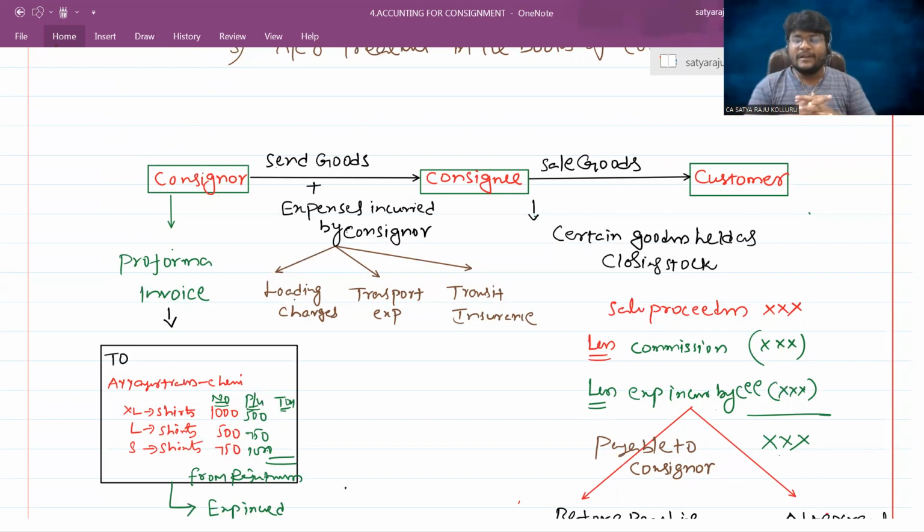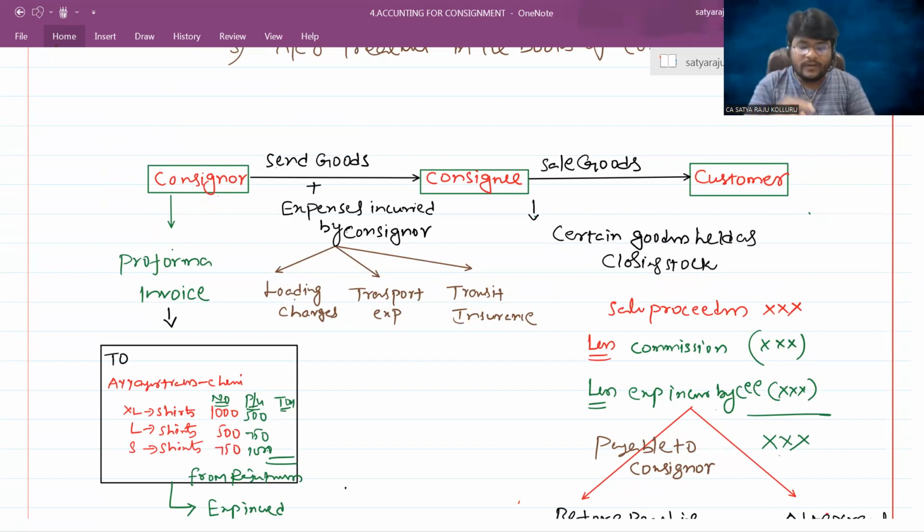Sir, with this diagrammatic representation, what are you ultimately trying to tell here? In case of consignment business, the consignor will send certain goods to the consignee. During this process, the consignor will incur certain expenses, popularly known as expenses incurred by the consignor, like loading charges, transportation, packing, transit insurance. At this time, the consignor prepares a pro forma invoice which contains the quantum of goods he is sending, the price, the party to whom he is sending, and the date. All such things he clearly mentions in the document, which acts as evidence that goods are sent by the consignor to the consignee.